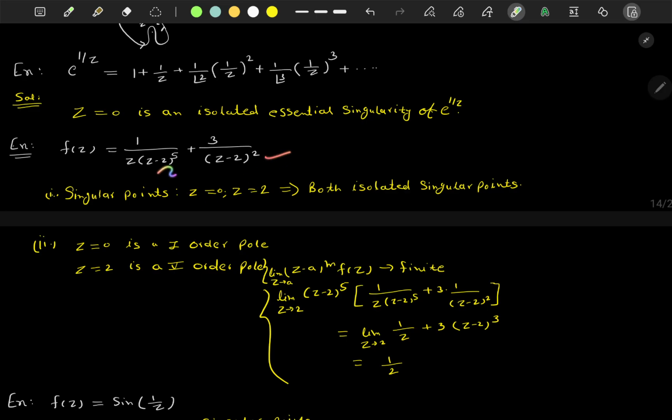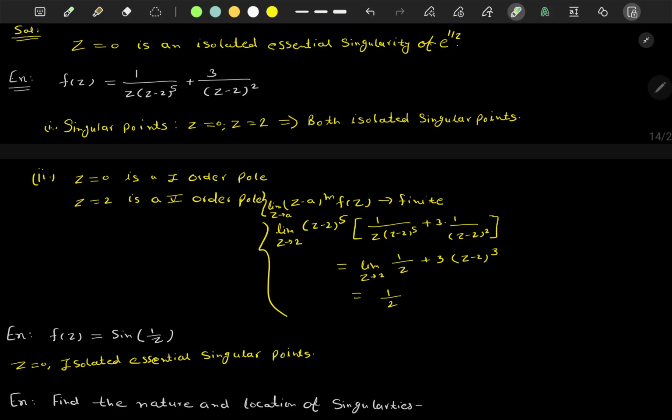Suppose we have another function. You can see z equal to 0 and z equal to 2 are the singular points. Both are isolated singular points. Now you can see z equal to 0 is a pole of order 1 and z equal to 2 is a pole of order 5.